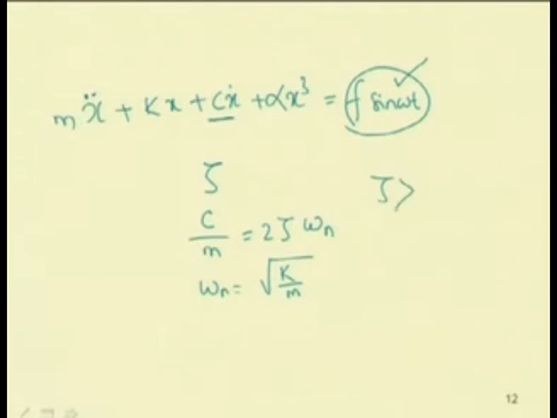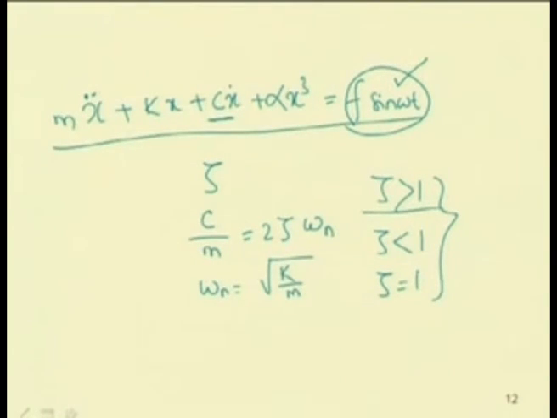If zeta is greater than 1, then the system is overdamped, zeta less than 1, it is underdamped, and zeta equal to 1, the system is critically damped. So, depending on the value of zeta, the system can be underdamped, overdamped or critically damped, and accordingly one can study the behavior of this Duffing oscillator. Most spring mass systems, or most equipment subjected to forced vibration, can be considered in the form of this Duffing equation.